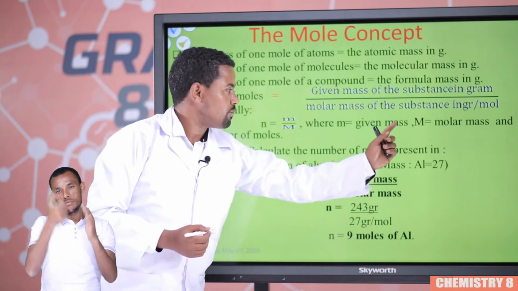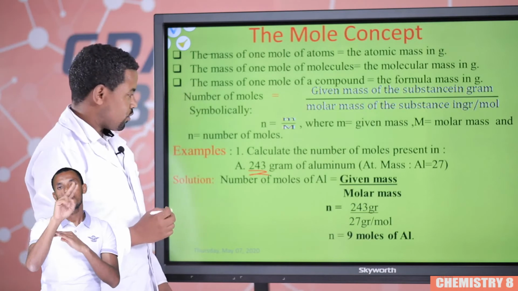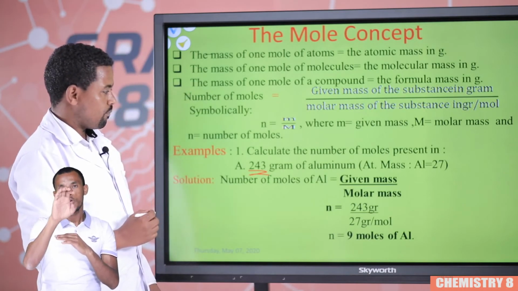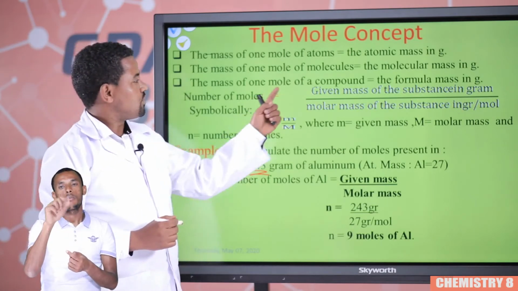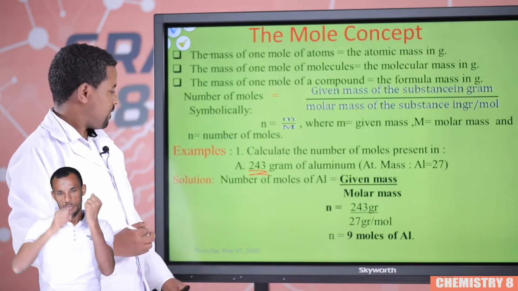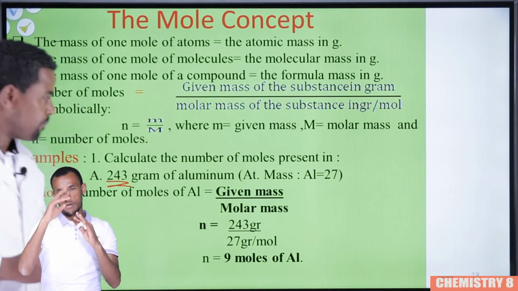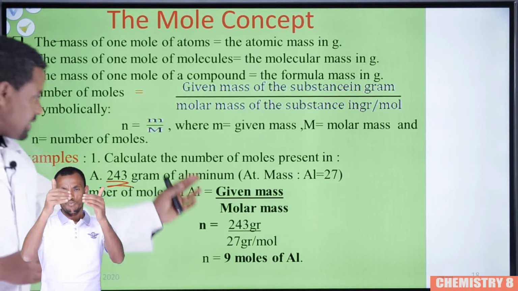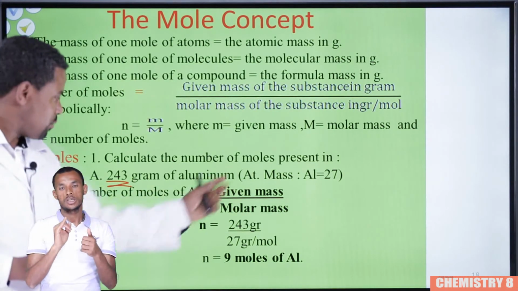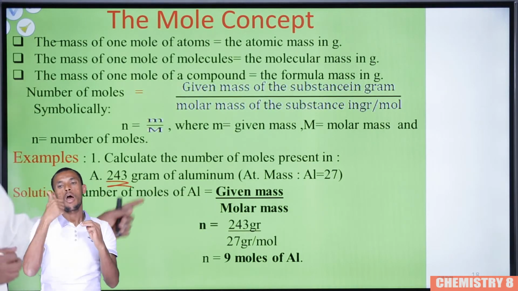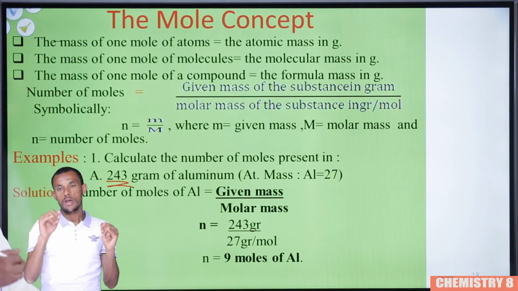Calculate the number of moles present in 243 gram of aluminum. As you have seen in the formula, the number of moles of a substance, in our case aluminum, is equal to the given mass of aluminum, that is 243 gram, divided by the molar mass of aluminum.